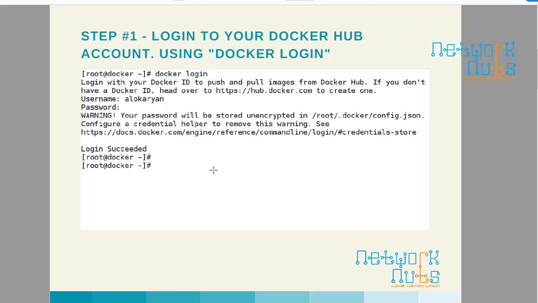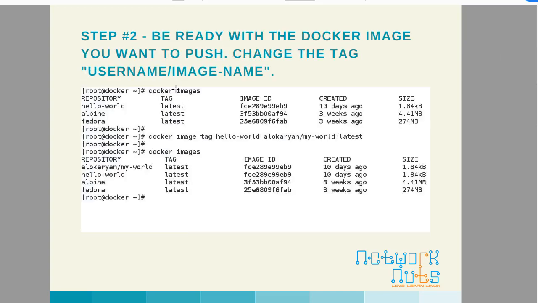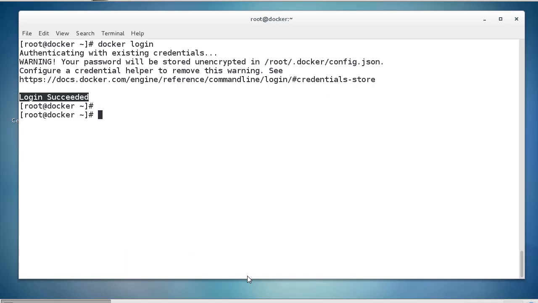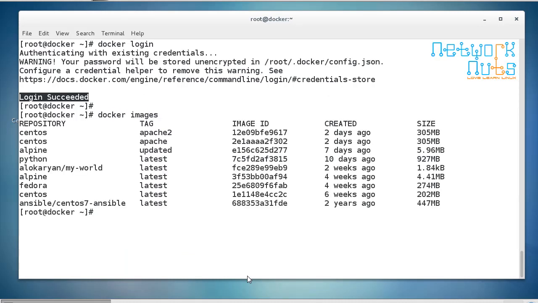Once it is done, you can upload any of your images from the local repository. I'll tag one image here, and just remember the naming convention: username slash image name. I can use the image tag option here. If I go and see my Docker images, I've got these images. Let me tag this one, CentOS Apache 2.